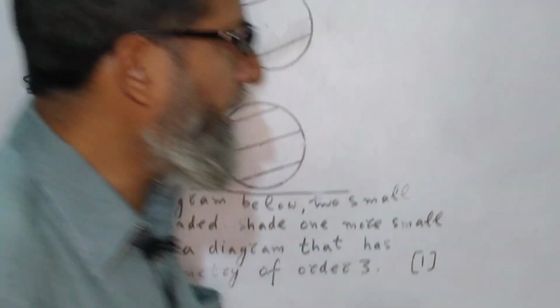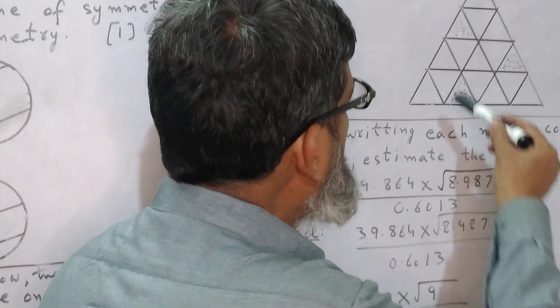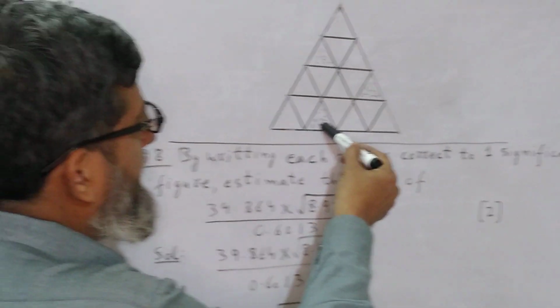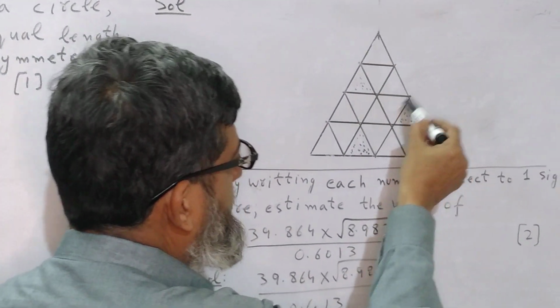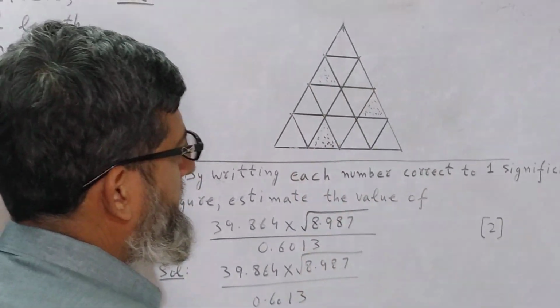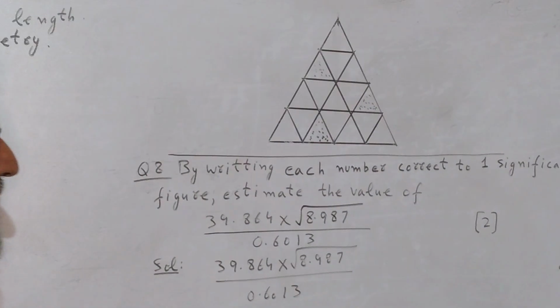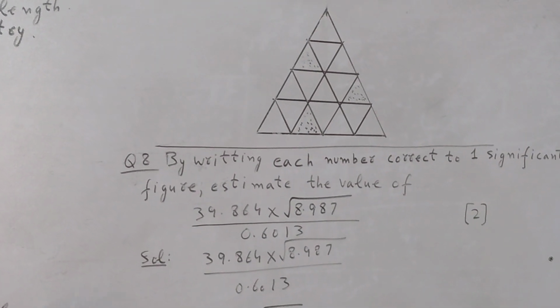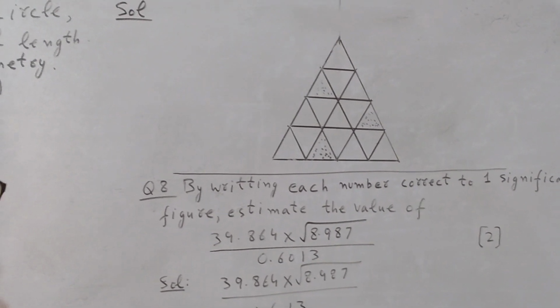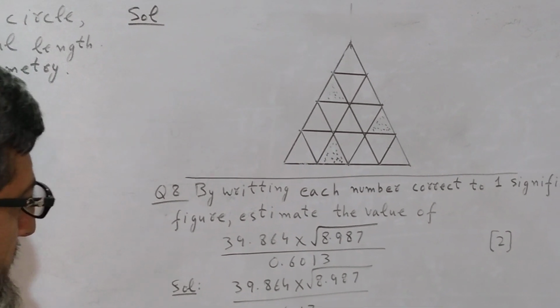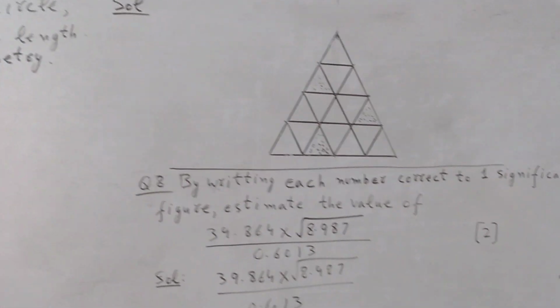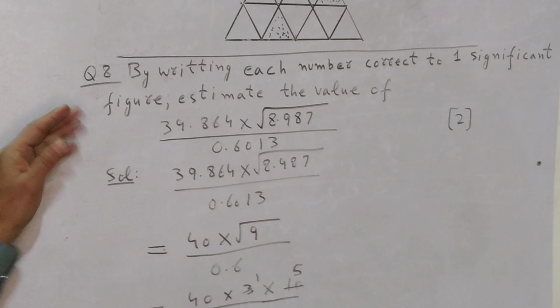So we move to the answer. Here these two are already shaded, and we shade this one. If we shade this specific small triangle, then our requirement is fulfilled and rotational symmetry of order 3 is produced. So that's our answer. So our last question today is question number 8.